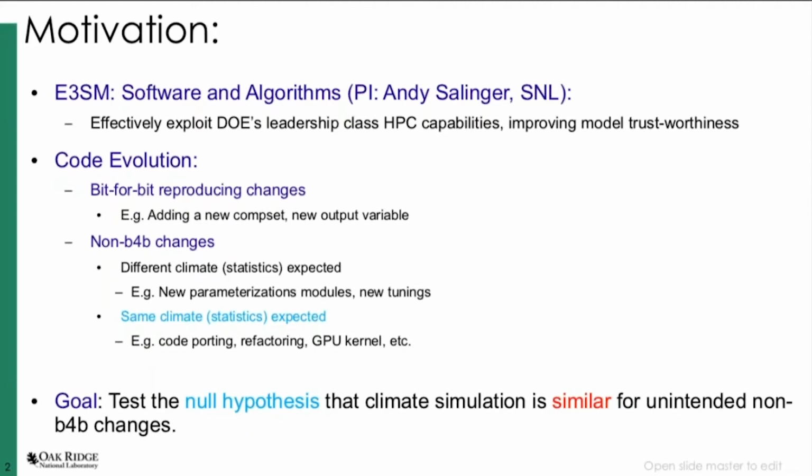If you look at code evolution within E3SM or any other large code, there are changes that would be bit for bit reproducing, for example, when you add a new output variable, or you want to add a new comp set, or a minor bug fix. But then there are also non-bit for bit changes, some for which you want the climate to change because you're adding new parameterizations or you're improving your tunings.